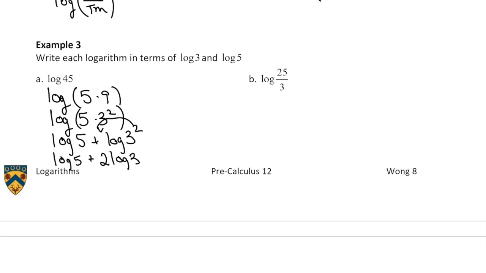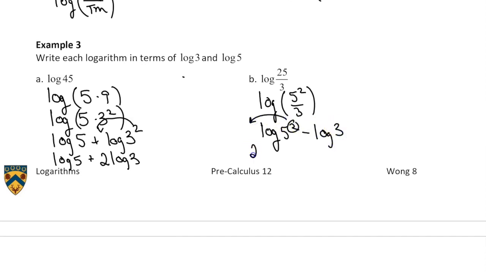For part B here, you could say something like this. You could say log 25 over 3. Well, you could say something like this. What if we said 5 squared over 3? Which could be something like log 5 squared subtract log 3. And this 2 could kick in front, and you get 2 log 5 subtract log 3. So hopefully that seems reasonable.